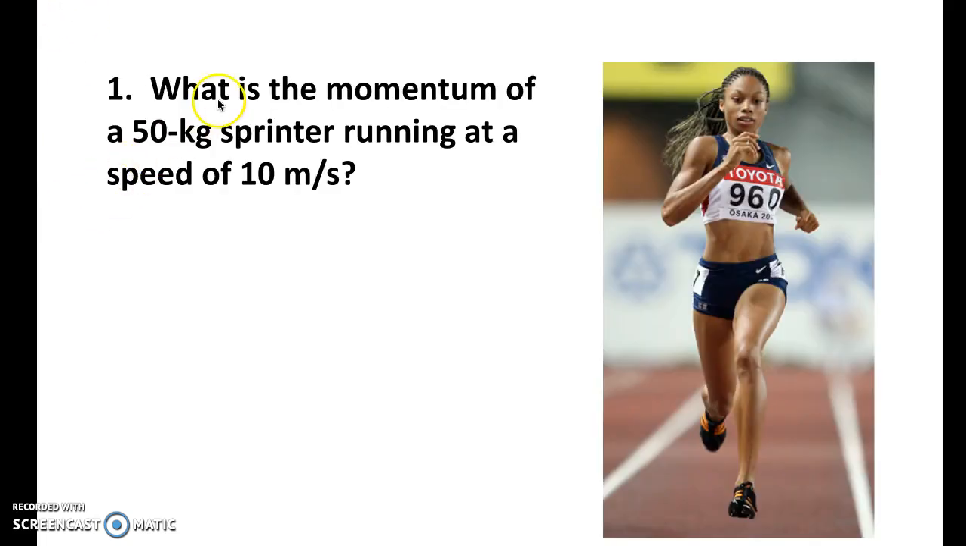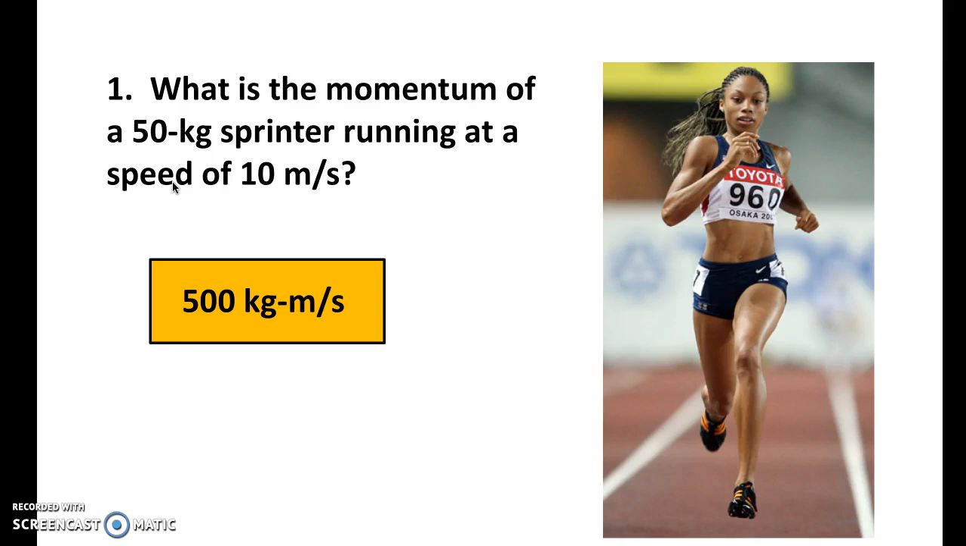Okay, so now I want you to find the momentum of a sprinter with a mass of 50 kilograms who's running at a speed of 10 meters per second. You should have gotten that she has a momentum of 500 kilogram meters per second.